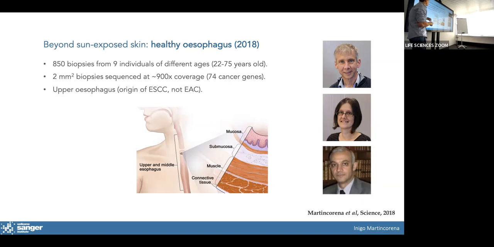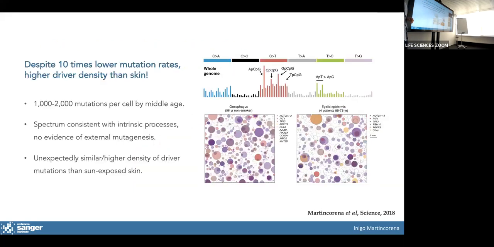sequenced them at a bit of a higher coverage, targeted sequencing. And this was work with Phil Jones, already when I was a PI at Sanger. What we found was really shocking. For me, this was one of the most exciting findings of my career, because I never expected to see anything as extreme as what we had seen in the skin.